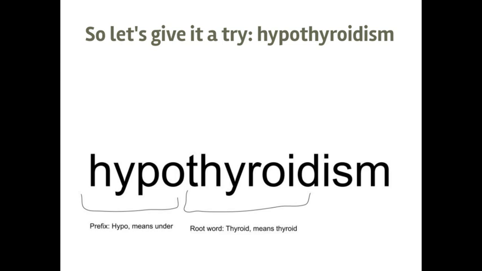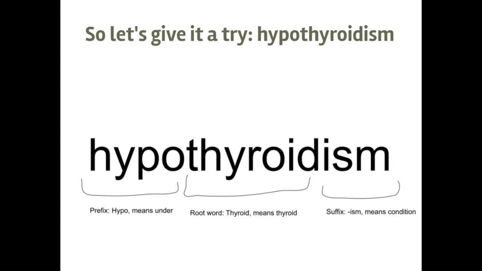Where else do we see that? Well, like hypothermia, we know that means your temperature is below what it should be. So hypo means under. So your thyroid is probably performing under how it should be. If you're starting to figure out what this means, then you go, all right, so I know under thyroid. Well, what's left? What's ism? Well, ism is your suffix. It means condition. So we know this is a condition where your thyroid is producing under what it should. So it's not acting the right way. Something about it is under producing.